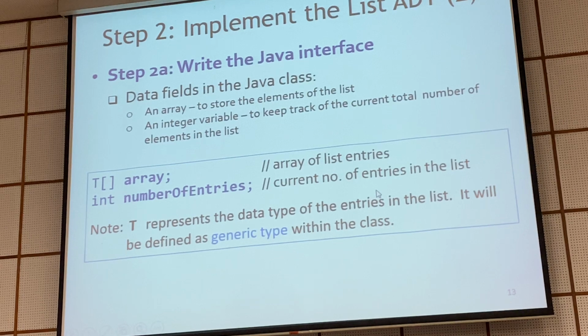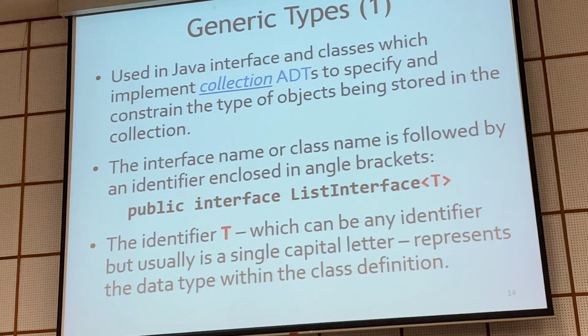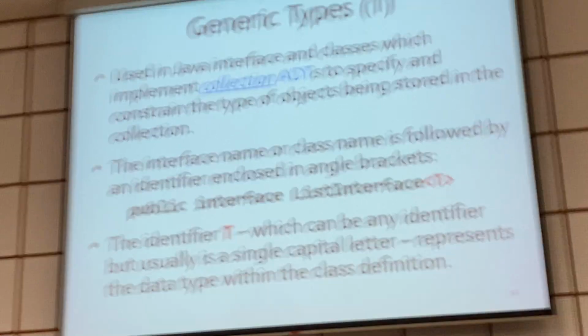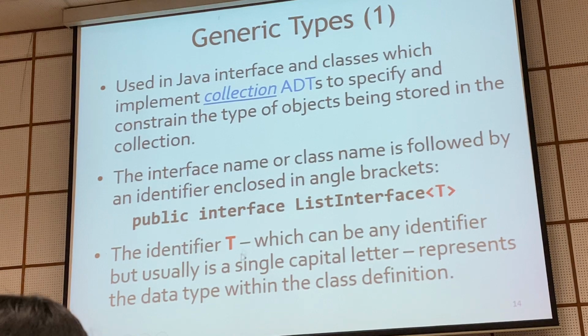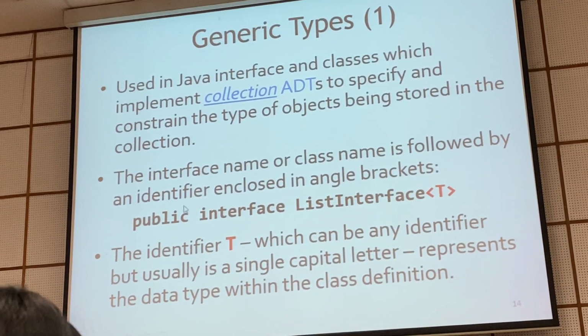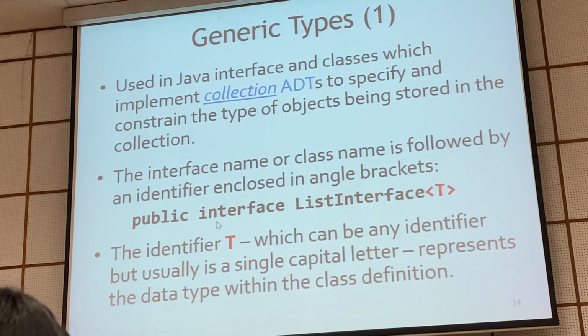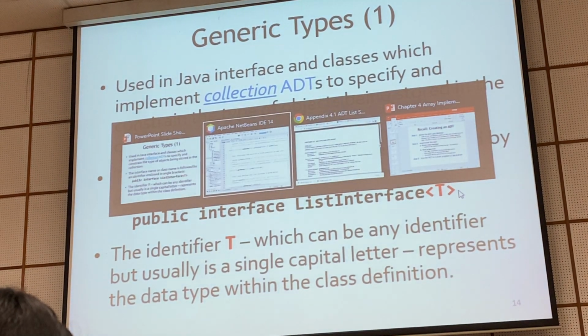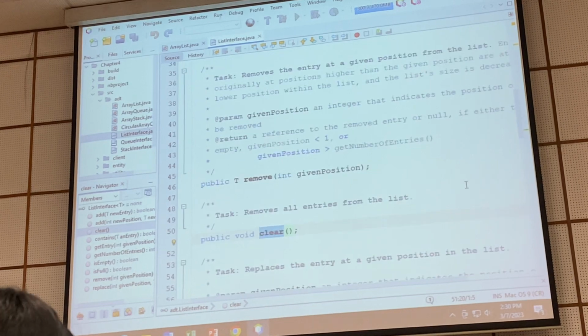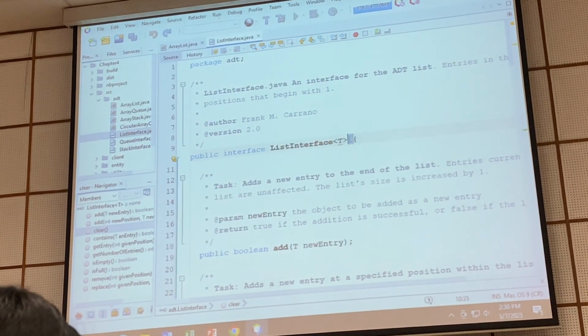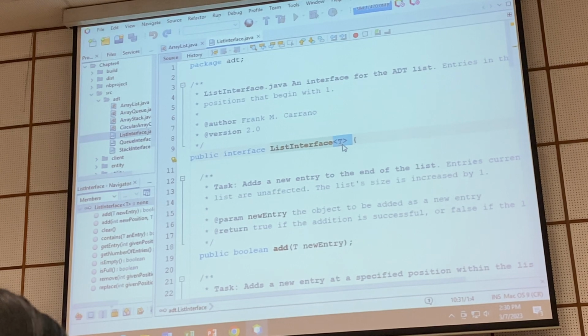Next of course we have to declare the number of entries. This is the current number of entries in our list. As I explained earlier, for the collection data type, we usually name it with the identifier T and enclose it in angle brackets. So public interface ListInterface T. So this is how we indicate it.